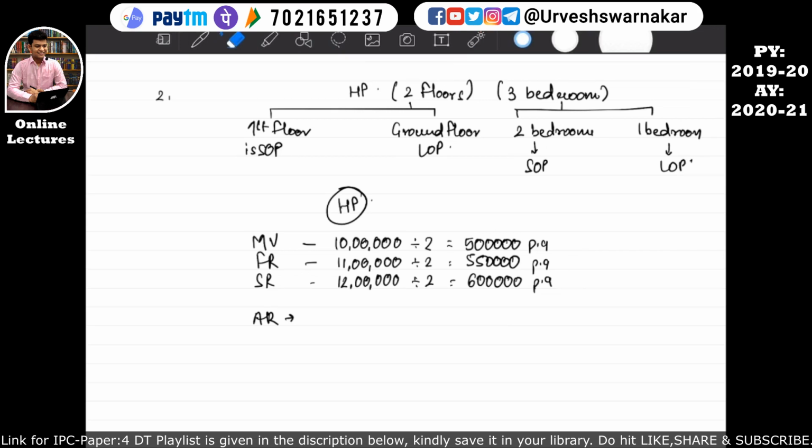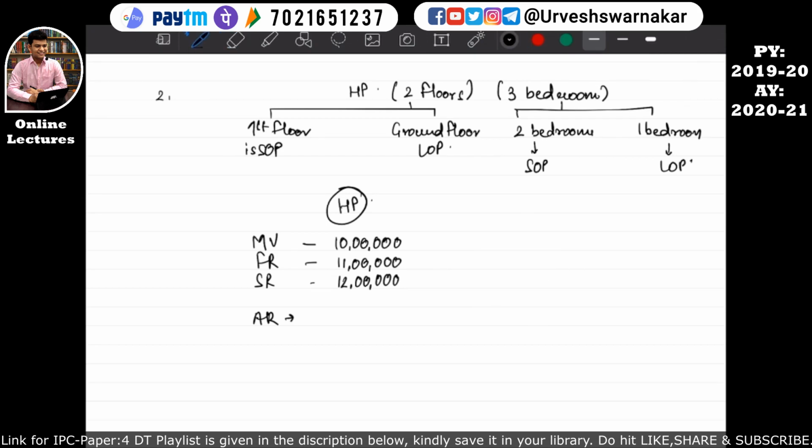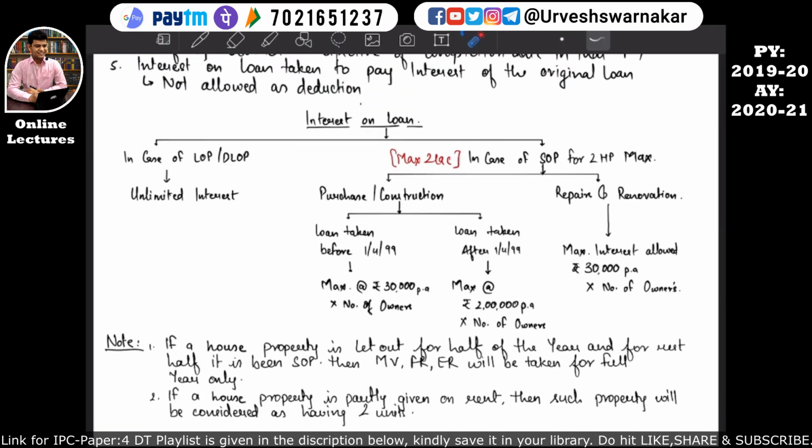So let's take a 3 bedroom example. Here the entire house has 3 units in total. 2 units are self-occupied and 1 unit has been let out. So we have to find out the 1/3 part of the house property. That will become the municipal value, fair rent and standard rent for that house property. Finally, whatever amount we derive will be the per annum amount, and the actual rent will be compared with all of these. I hope this is quite clear to you. That is what point number 2 is saying.